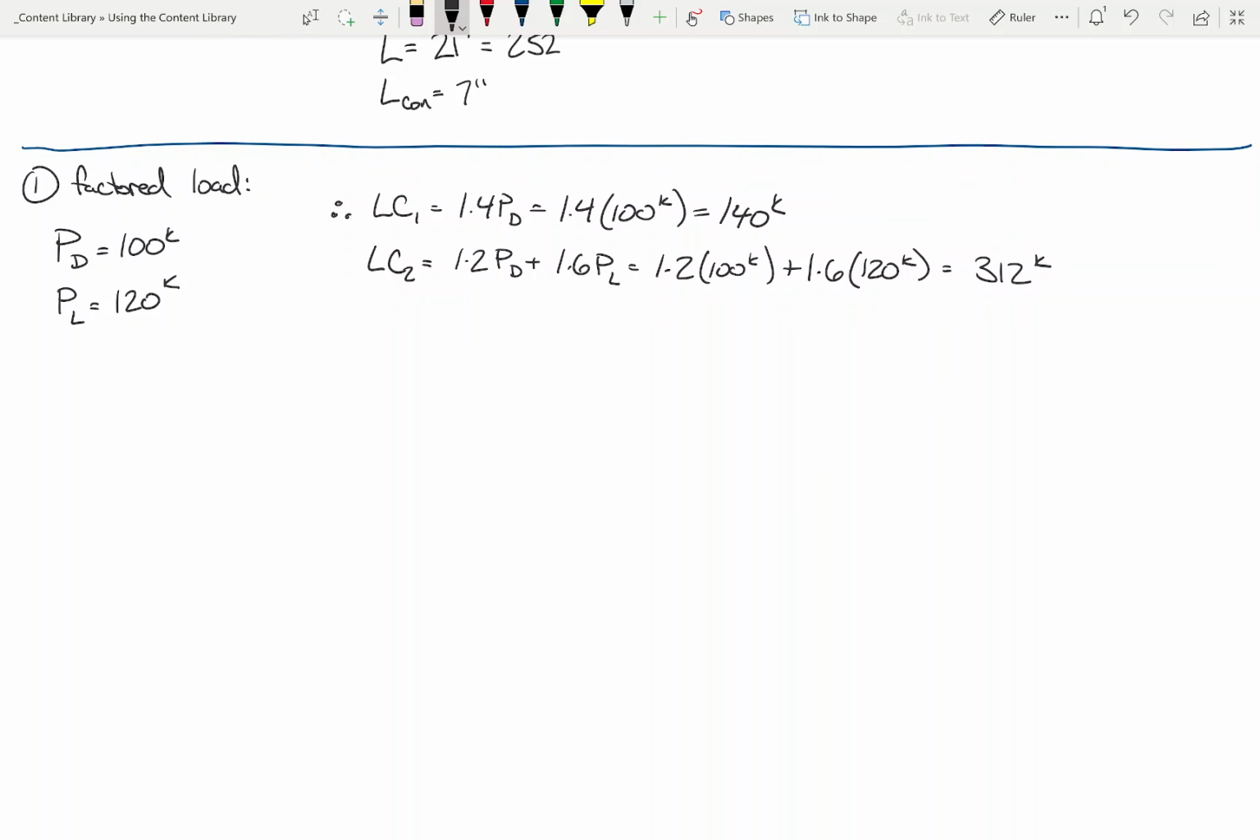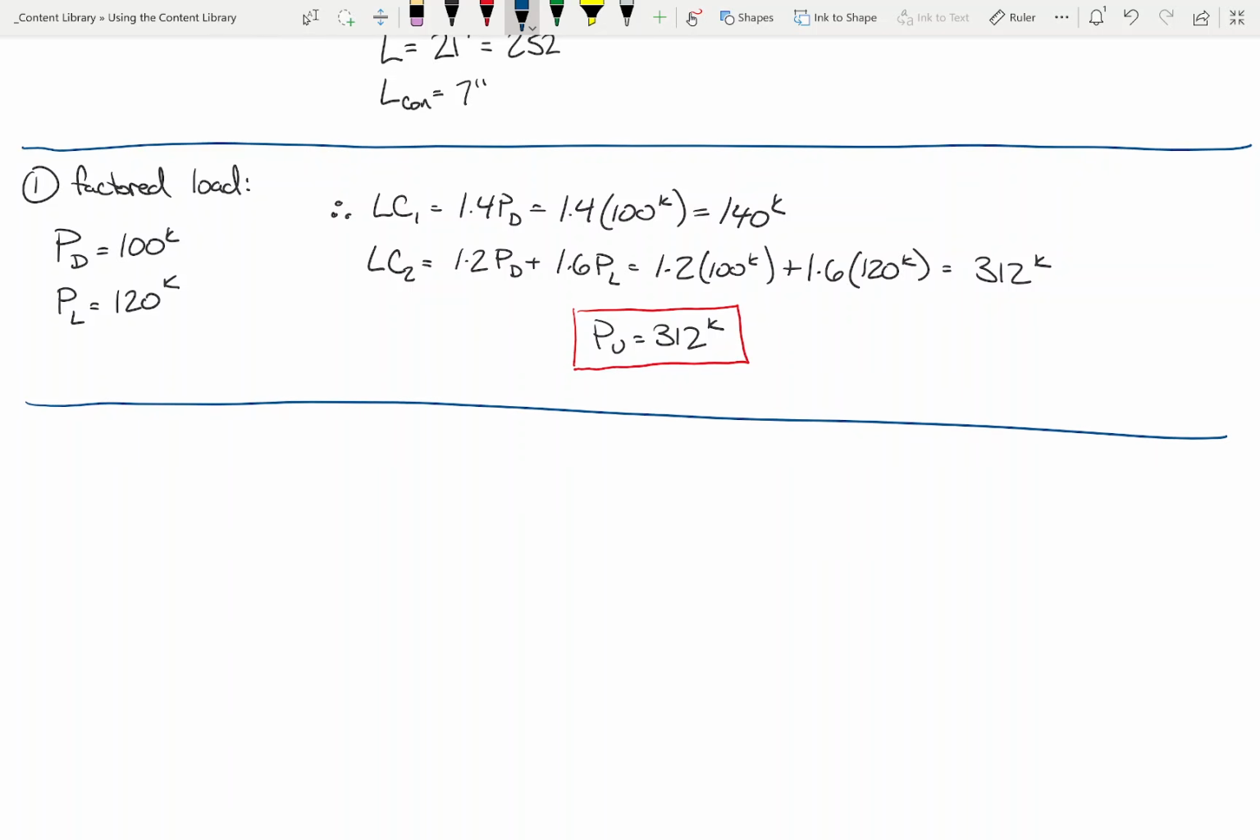Okay, so step 1 said that Pu is 312. Is that what step 1 said? And again, I'm teaching you all, so I'm trying to number the steps in a way that makes sense. But is there really anything magic about this first step? You kind of need a factored load to be able to design. Should be pretty straightforward.